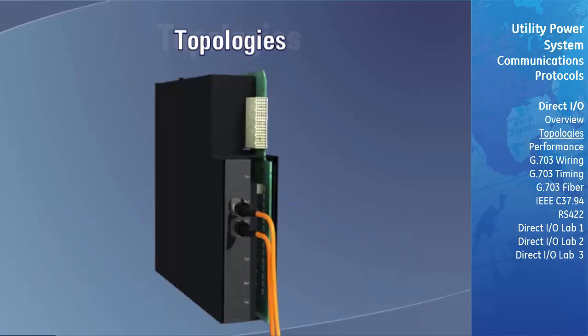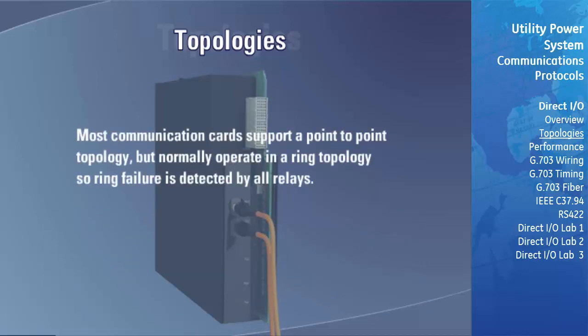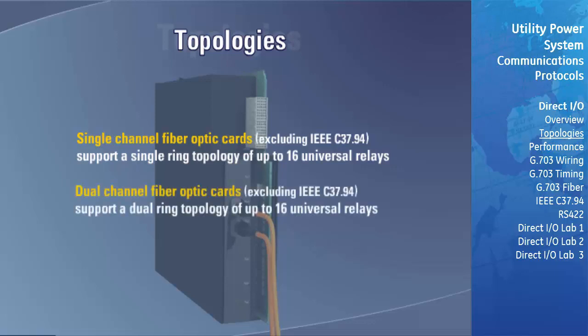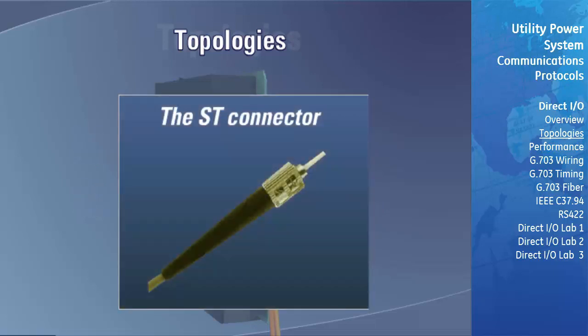Most all communication cards support a point-to-point topology, but are normally configured to operate in a ring topology such that a failure of the ring can be detected by all relays when transmissions fail to return to the device they originated from. All single-channel fiber optic cards, excluding IEEE C37.94, support a single ring topology of up to 16 universal relays, while dual-channel fiber optic cards, again excluding the IEEE C37.94, support a dual ring topology of up to 16 universal relays. The single and dual channel fiber optic modules use ST connectors.